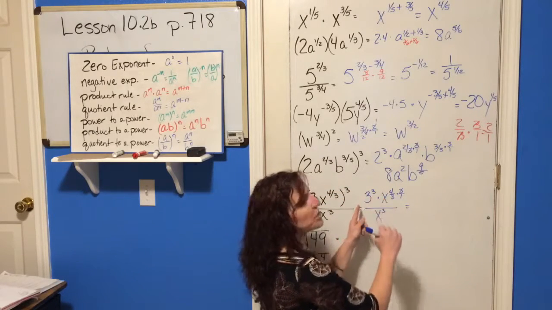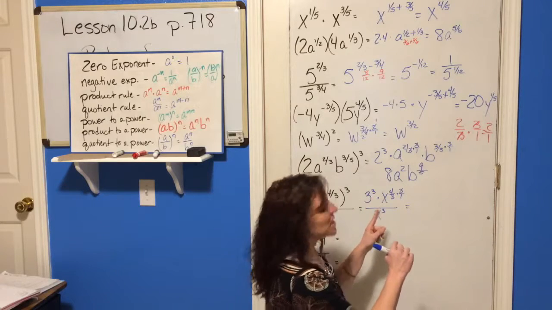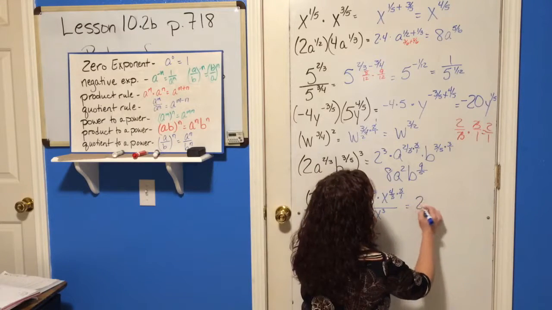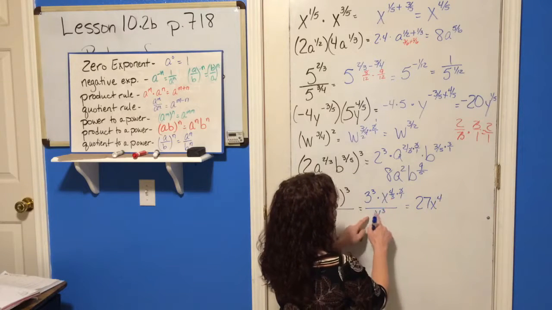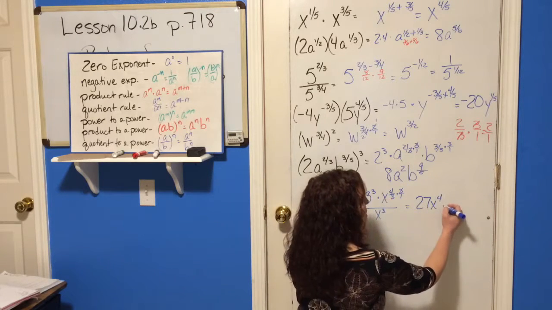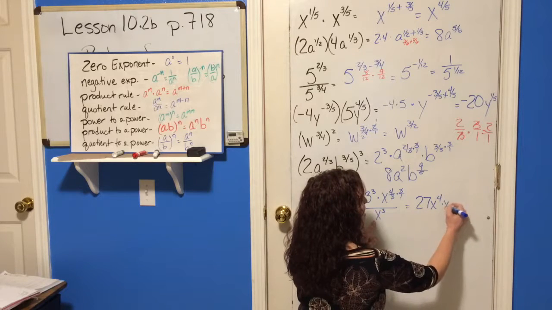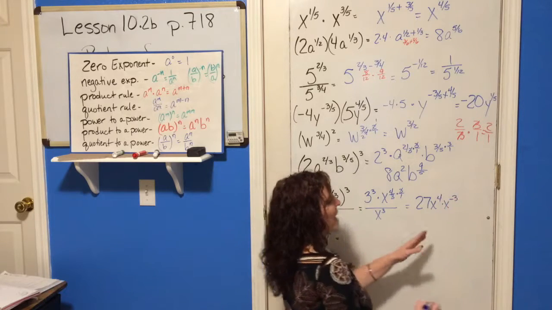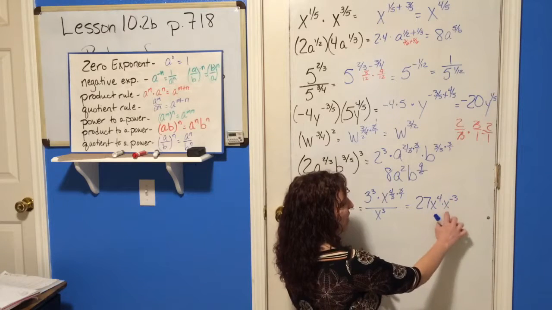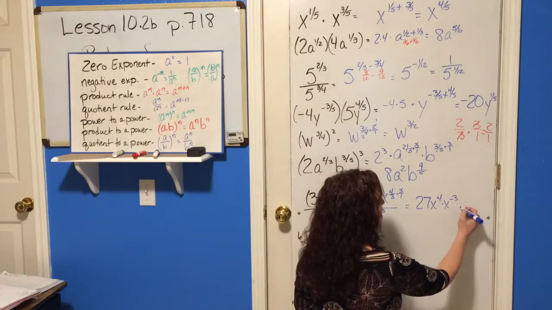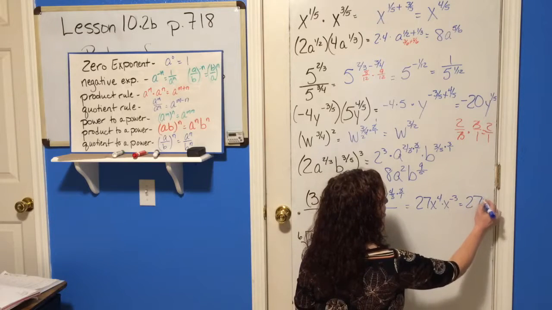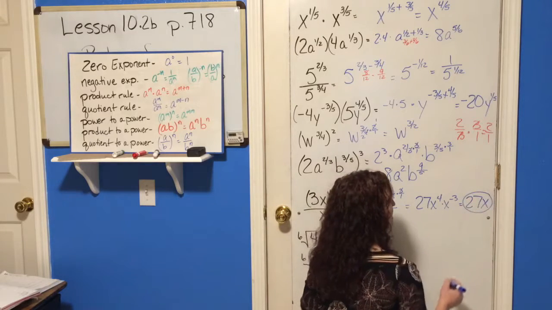So 3 cubed, is that 27? 3 times 3 is 9, and 9 times 3 is 27. So 27x to the 4th, and then this is to the negative 3rd power, so times x to the negative 3rd. And now when I multiply these, I'm just adding the exponents. So 4 minus 3 is just 1x. So I've got 27x as my final answer.